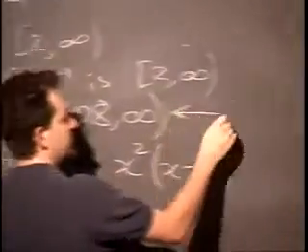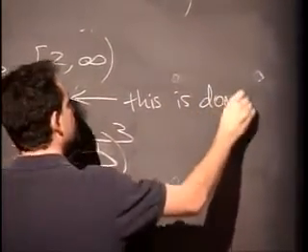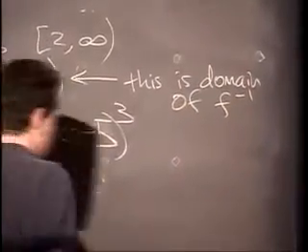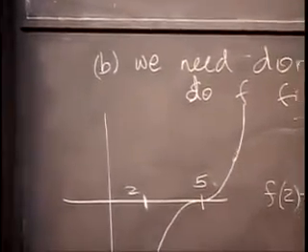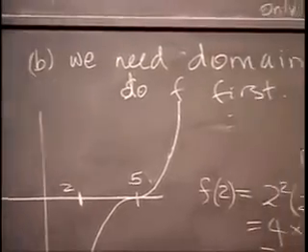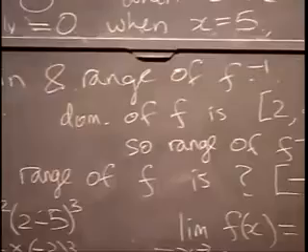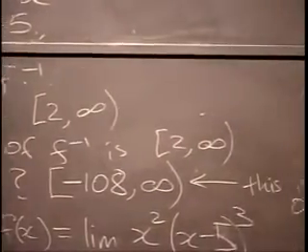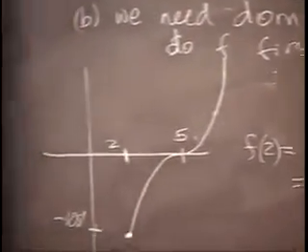Let's fill it in here. So this is the domain of f inverse. And I'll erase some board while you're pondering that. So actually, the inverse function has domain minus 108 up to infinity, but the range is only from 2 to infinity, inclusive.